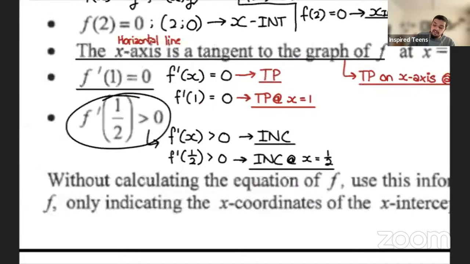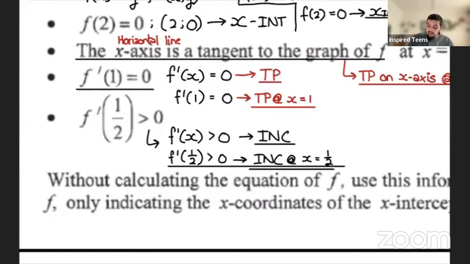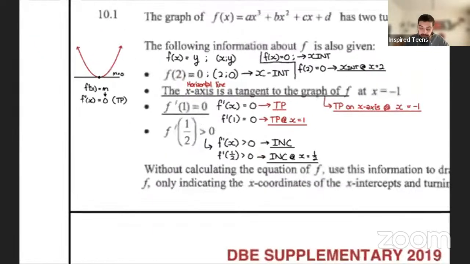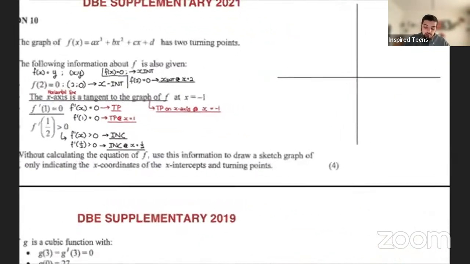First derivative greater than 0 means increasing function. First derivative of half greater than 0, that means that it's increasing at a specific x coordinate. So now, utilizing all of this information, we have to draw.